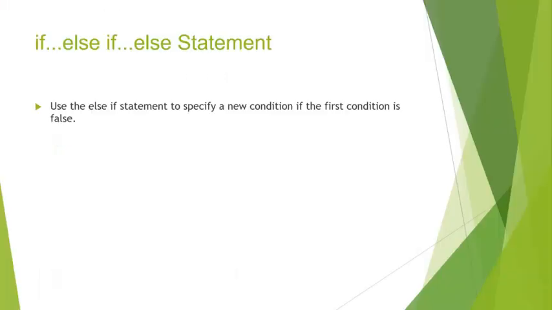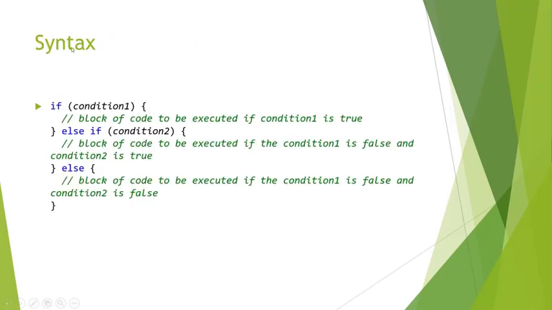What if I have a condition in which both the numbers are the same? For that we use the if, else if, and else statement. We also have a statement in C++ in which we can check more than two conditions. So we use the else if statement to specify a new condition if the first condition is false. The syntax of the if, else if block is: if the condition is true, you have to execute this code.